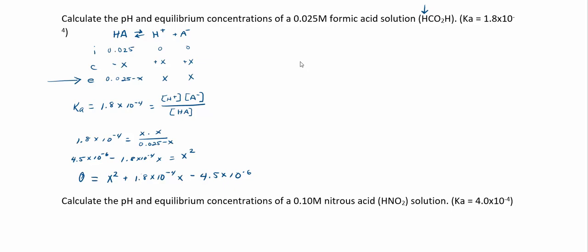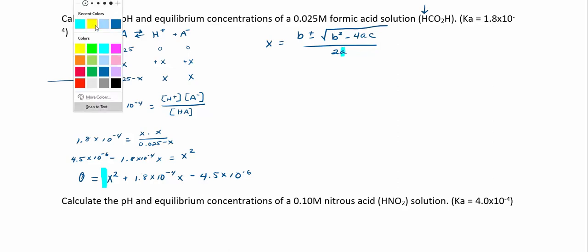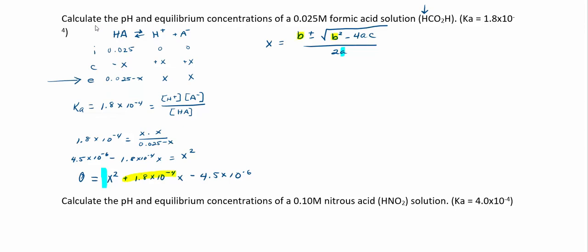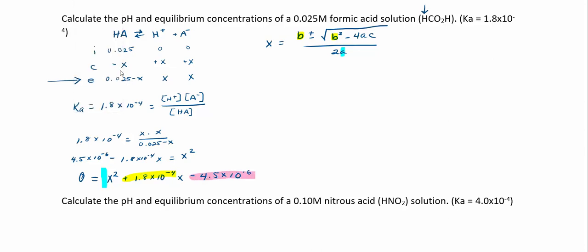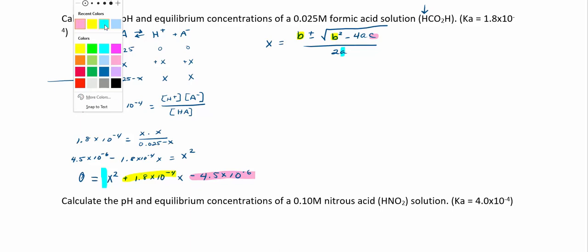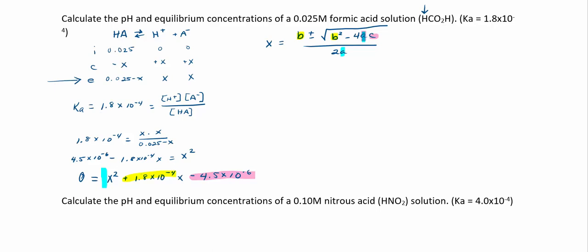If you would prefer to work out the quadratic on your own, the quadratic equation is that x equals negative b plus or minus the square root of b squared minus 4ac all over 2a. So the coefficient in front of x squared is a. The coefficient in front of x is b. And the constant, I should say, is c. So that is how you fill in the quadratic equation.